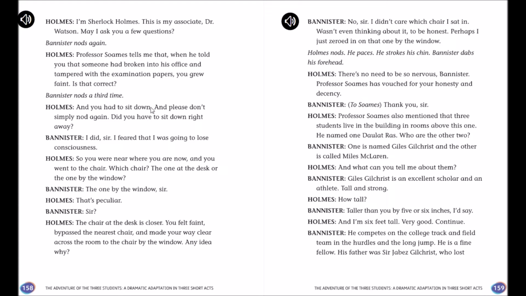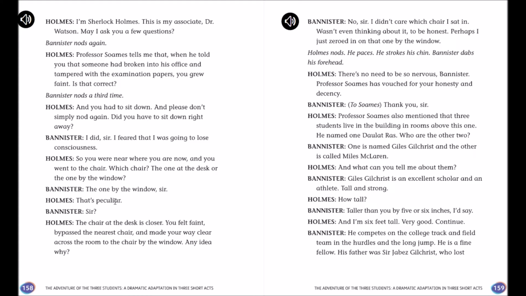Holmes. And you had to sit down. And please, don't simply nod again. Did you have to sit down right away? Bannister. I did, sir. I feared that I was going to lose consciousness. Holmes. So you were near where you are now, and you went to the chair. Which chair? The one at the desk, or the one by the window? Bannister. The one by the window, sir.